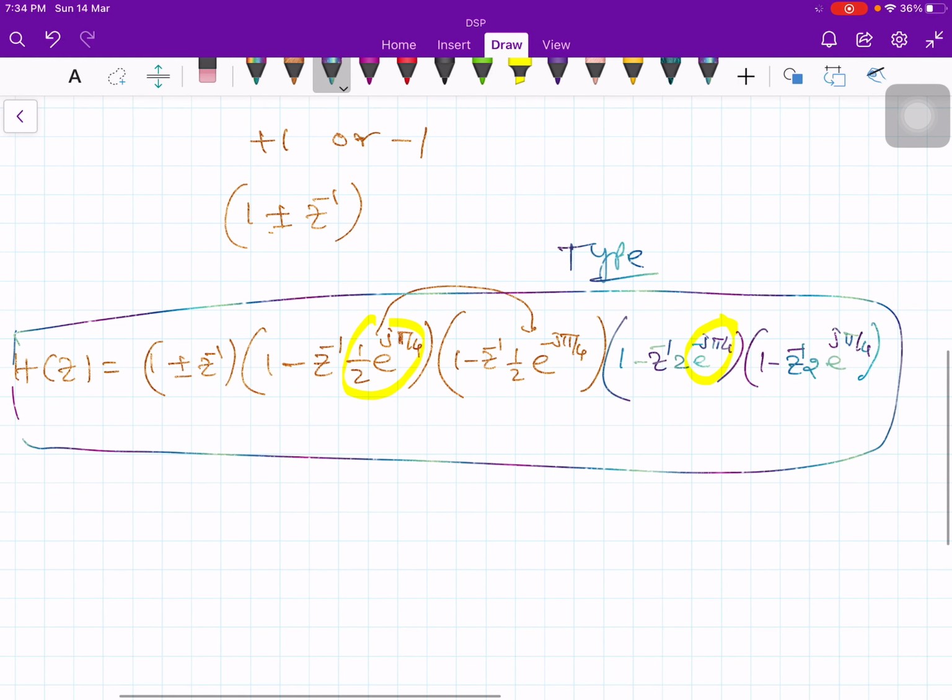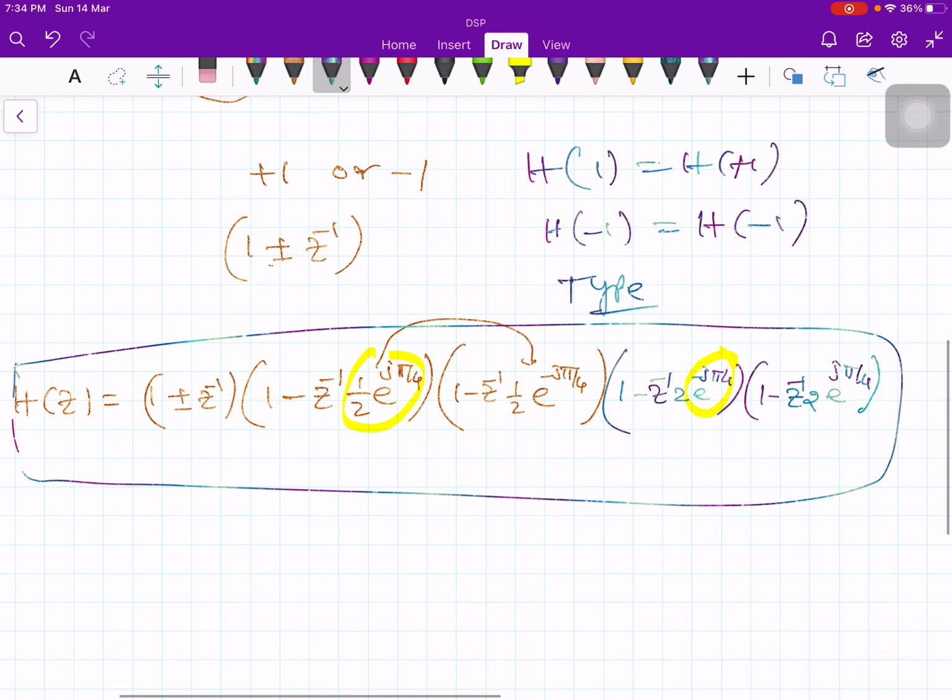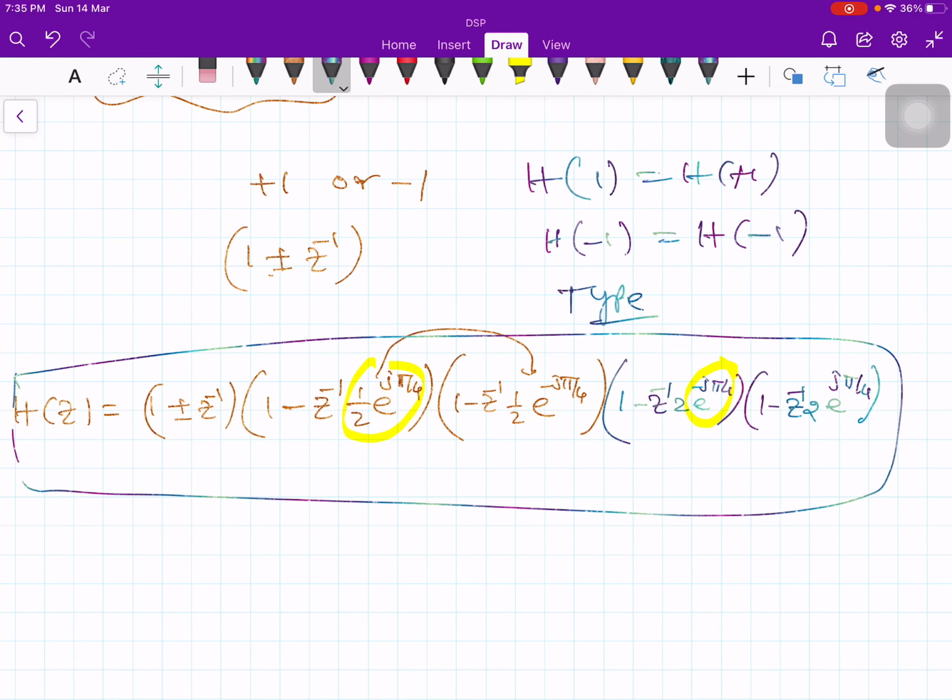For a type 1 filter, if you recall, h of plus 1 is equal to h of minus 1. So you will be having, what did I do? Okay, let's see. I don't want to confuse. Let us not get into this.